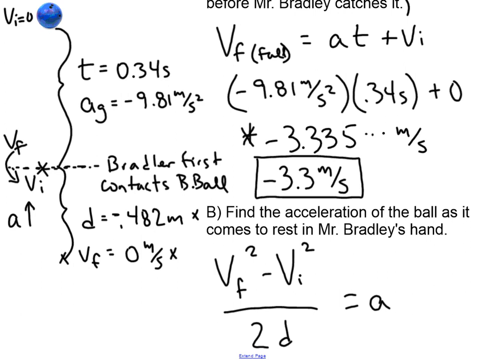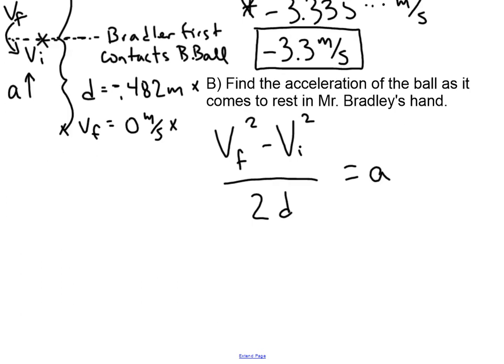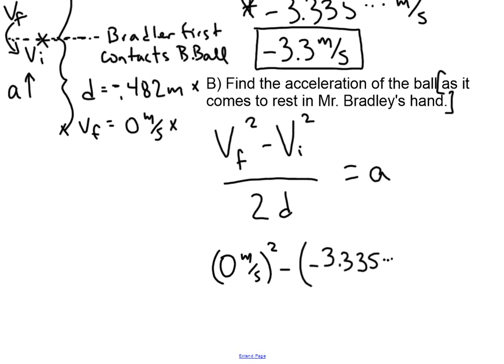And let's plug in these values with some particular care about what's positive and what's negative. Remember now, this is as it comes to rest in his hand. So Vf for that is 0 meters per second. That thing squared is just 0. Minus whatever Vi squared is. But Vi is a negative 3.335, use the unrounded number, meters per second, that whole quantity squared. Divided by 2d, where 2 is just an integer, but d is negative 0.482 meters.